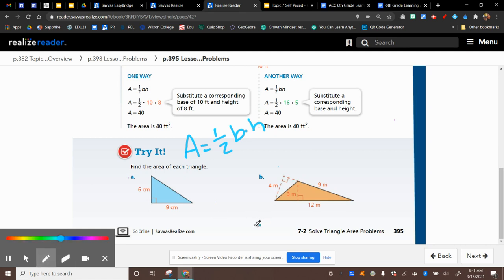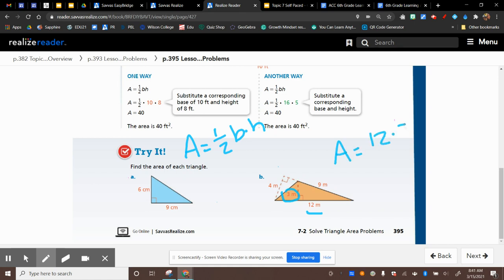Okay, for B, I'm going to show you 2 ways. The first one that I'm going to do is I'm going to use this 12 as a base and 3 as my height. So this one I'm going to do 12 times 3 divided by 2. I'm using the same formula, just base times height divided by 2. So for that base and height, 12 times 3 is 36, and 36 divided by 2 is 18 meters squared. Okay, so that was one base and height.